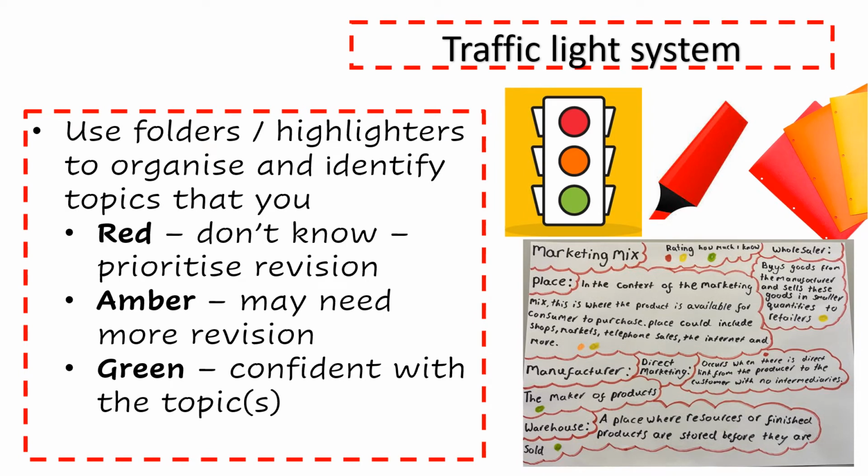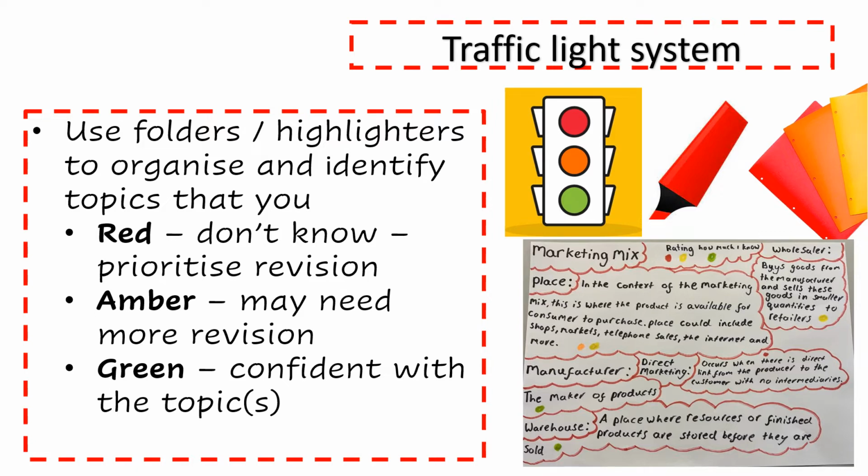Another strategy that you could use to help prioritise what you need to revise is use a colour-coded system, just like a traffic light system. You could use folders or highlighters to organise and identify topics that you either don't know and you need to prioritise your revision for that topic. So you can either highlight it red or place it in a red coloured folder.